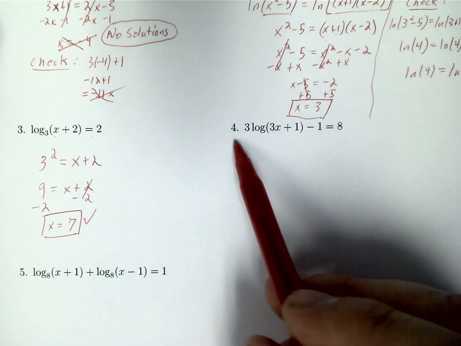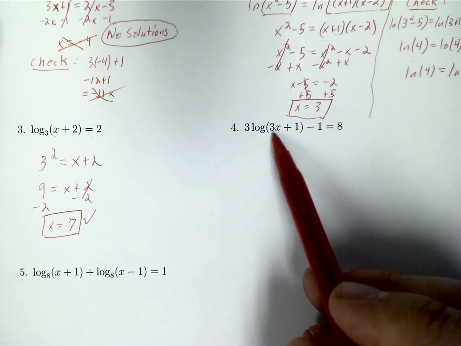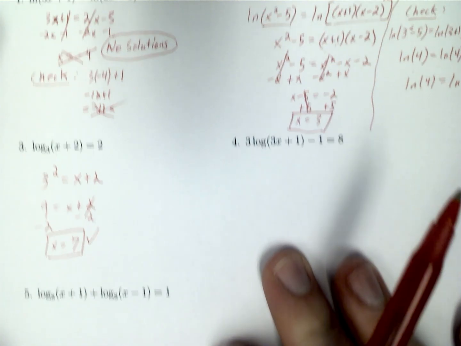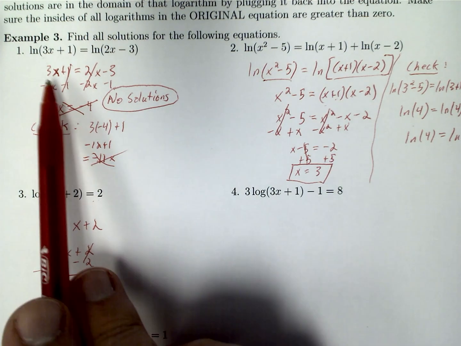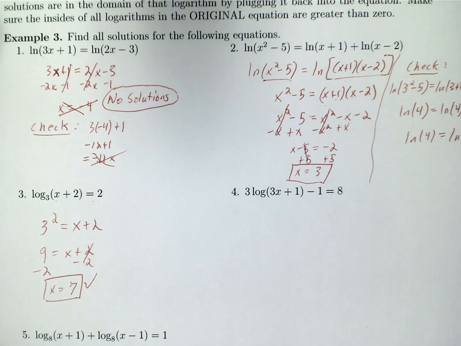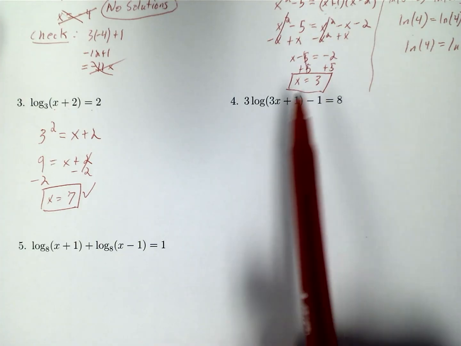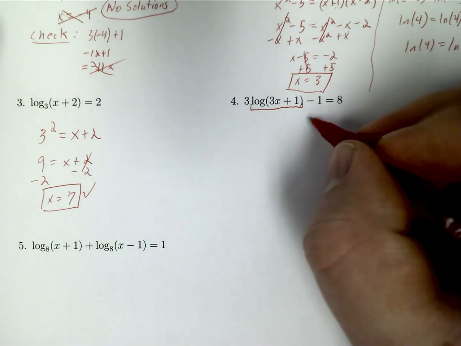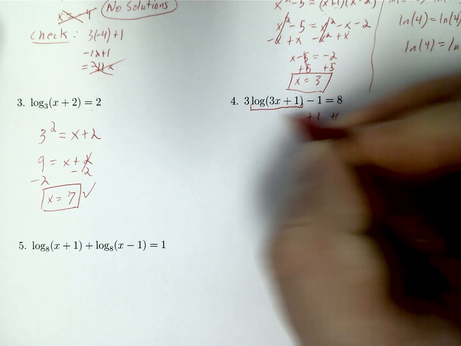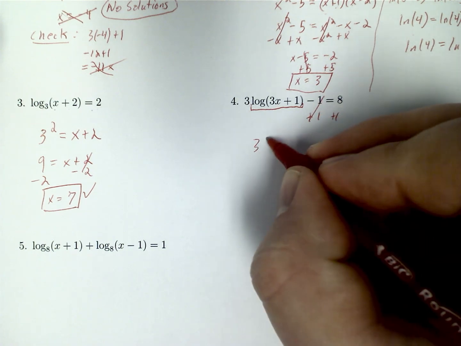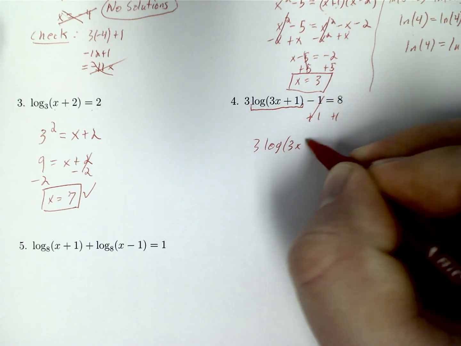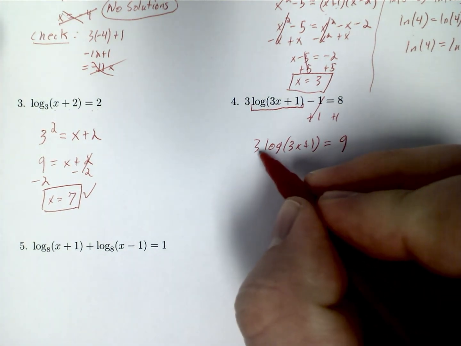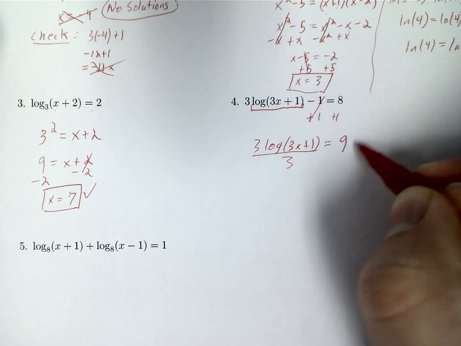So now we come to 4. We have 3 times log of 3x plus 1 minus 1 equals 8. For all the previous ones, 1, 2, and 3, we had the logarithms already isolated. Here, the logarithm, log of 3x plus 1, is not isolated, so we have to do so. We're going to start by adding 1 to both sides. So we get 3 log of 3x plus 1 equals 9. And again, it's still not isolated, so we got 3 times the log, so we divide both sides by 3.